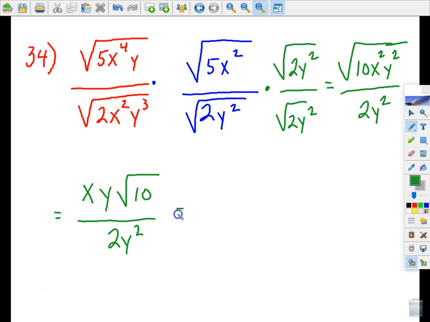Okay, and now we see an opportunity to cancel. The canceling is going to occur with these y variables. So you can think of it again as dividing y into both. Y divided into y is 1, and y divided into y squared is y to the first. So the bottom line answer is going to be x times the square root of 10 over 2y. Okay, and that should be your answer for number 34.